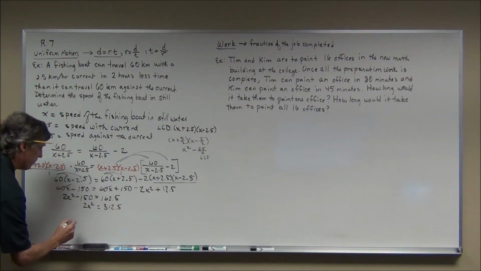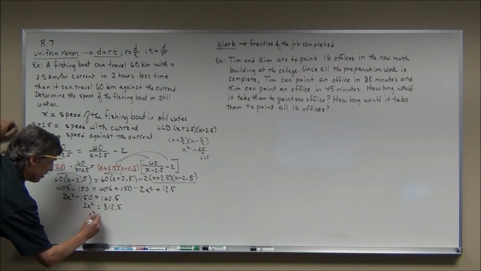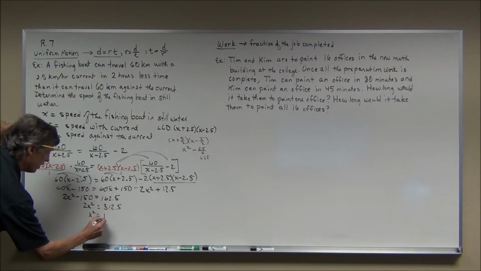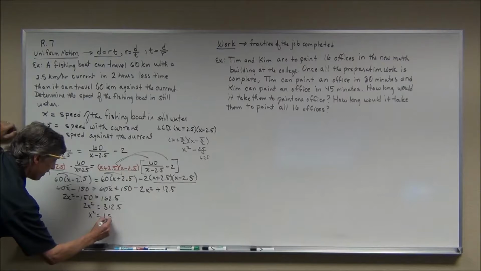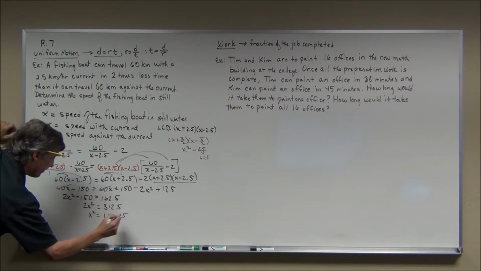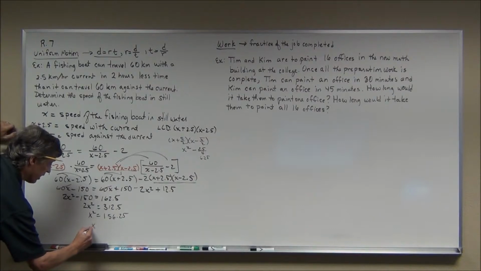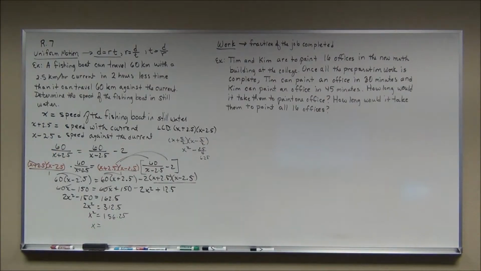I'm going to divide through by 2. I have x squared is equal to 312, that'd be 156.25. And now I'm going to take the square root of both sides. I'm really running out of space here. The square root of 156.25. I didn't bring my calculator with me, but I think I've got it somewhere written down. Turns out to be 12.5.